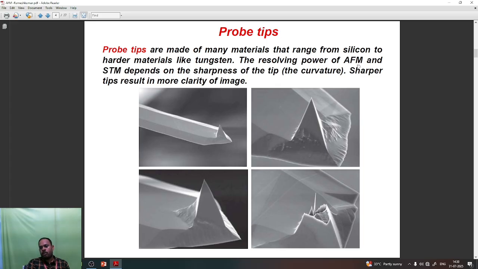The resolving power of AFM and STM, the scanning probe instruments, depends on the sharpness of the curvature. Sharpness is nothing but the curvature. Sharper tips result in more clarity of the image. So the resolution of the image is highly dependent on the curvature of the probe tip or cantilever tip.